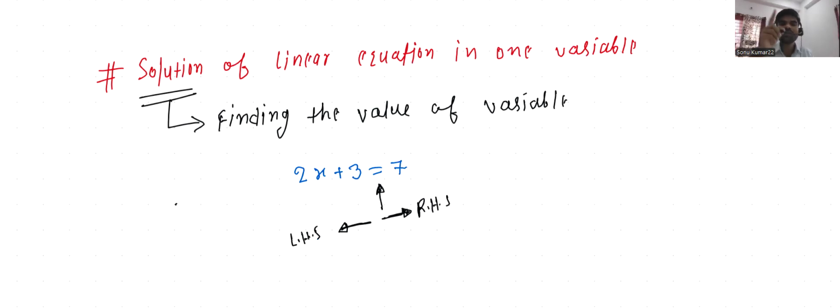So what can we put in place of x so that we get LHS equal to RHS? What value of x can we put so that LHS is equal to RHS? You have to think about it.